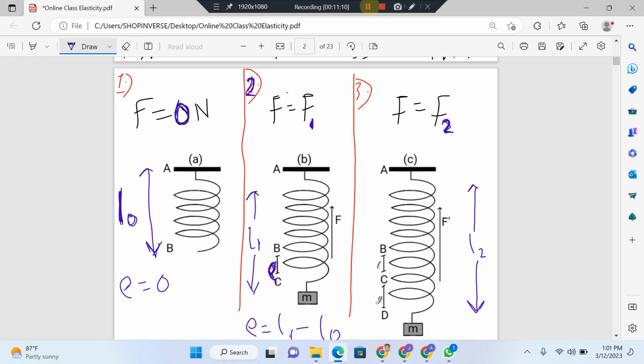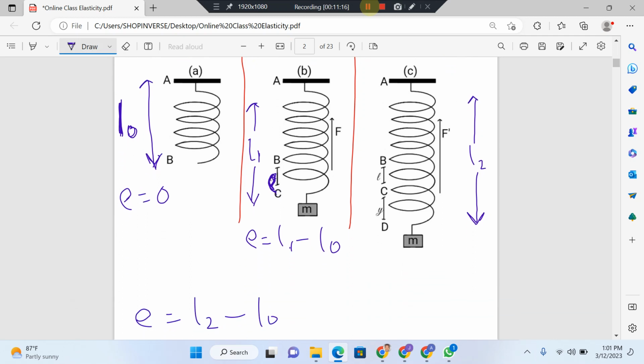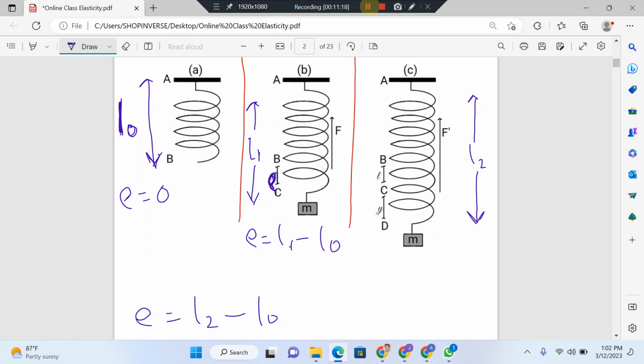That's the second scenario. The third case, when a second force is applied. So here, how do you get the extension? Let us call the extension here E2. Let me increase the length of this line. So the extension here is L2 minus L naught. Okay, so we can call this our extension E2, between B and D. So that is what happened.